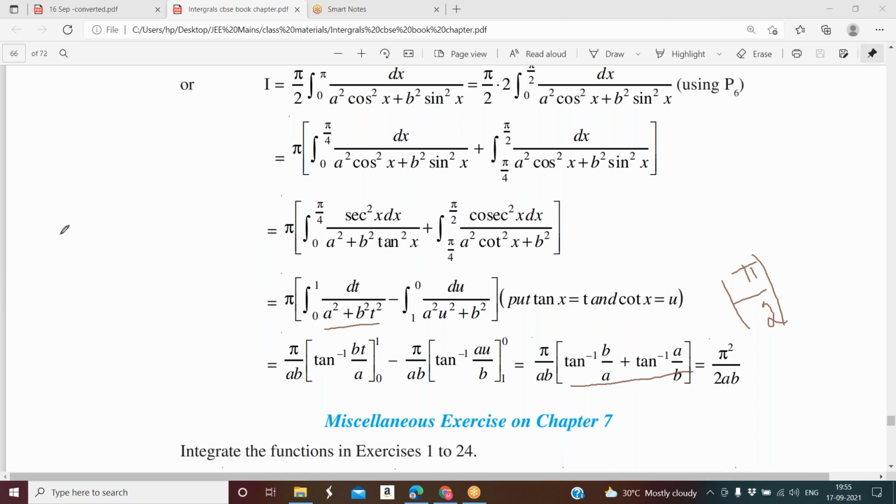Here we have to apply what formula? The integral of dx by a square plus x square. So divide the entire term by a square, so dt by 1 plus b square by a square t square. This is tan inverse x by a. This is tan inverse of bt by a.